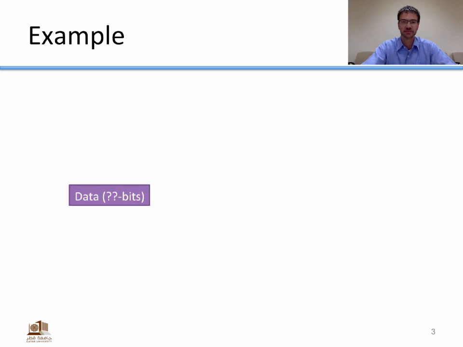Let's look at an example. We have some arbitrary amount of data. It doesn't matter how much it is. It could be 1 bit, it could be 1 million bits, it could be a terabyte. It doesn't matter. Any amount of data.